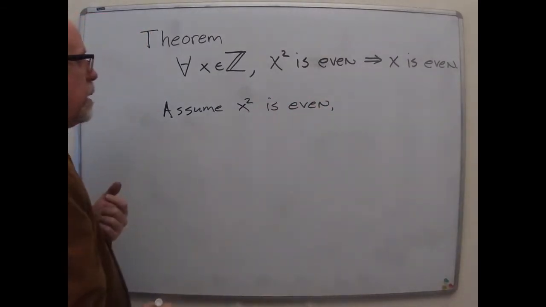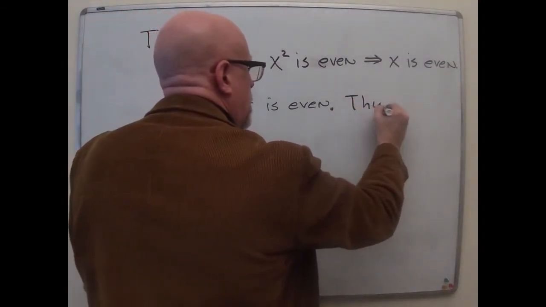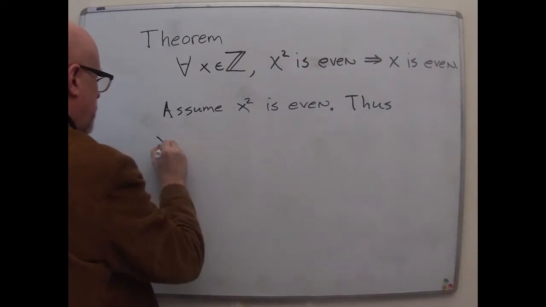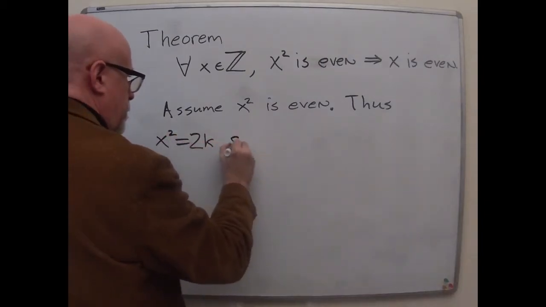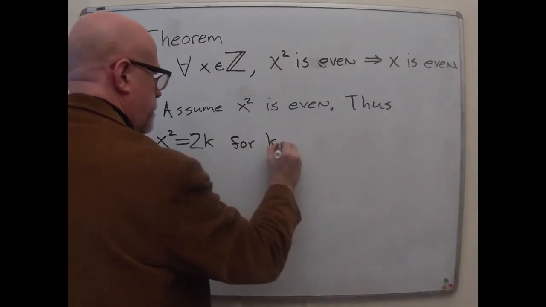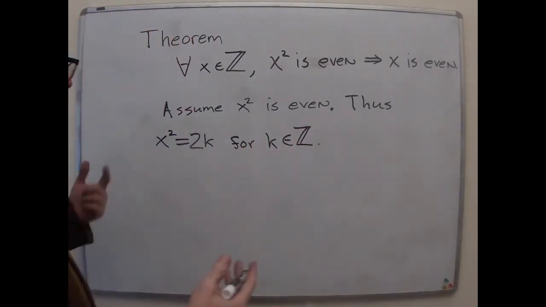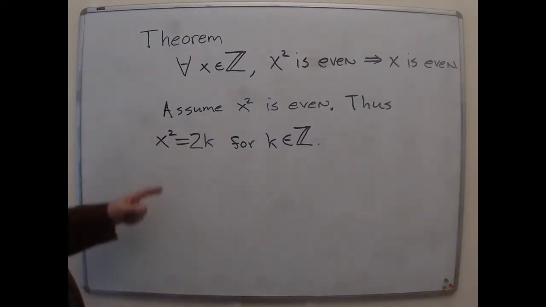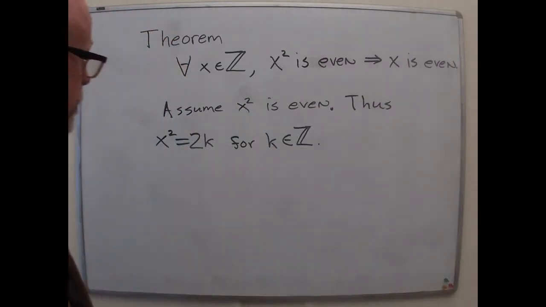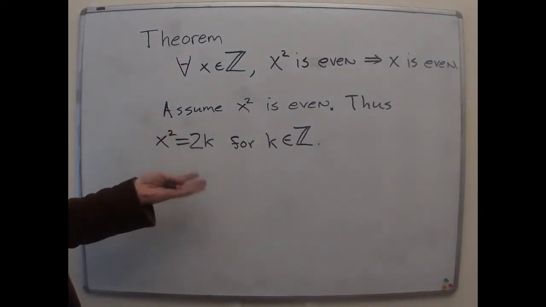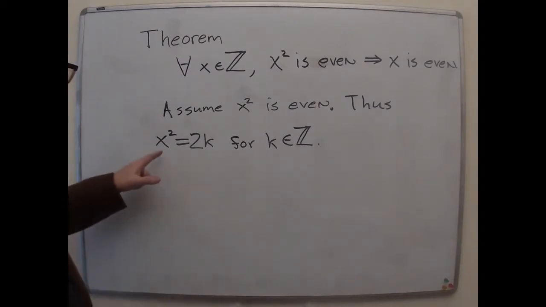And then you'd get a therefore or a thus: x squared is of the form 2k for some k in the integers. Okay. And now where are you supposed to go? What I'm trying to get at is that x is even, so I want to get that x looks like 2 times something. Obviously it's not going to be k, but something. So what would you do next?